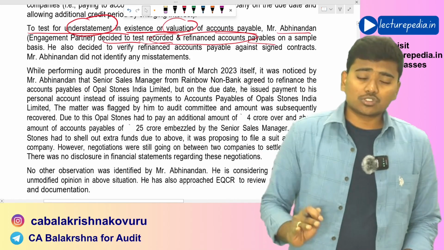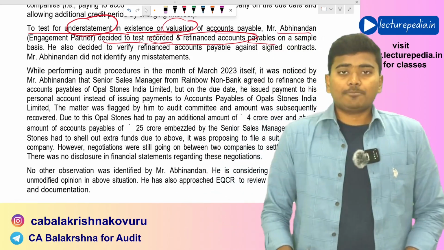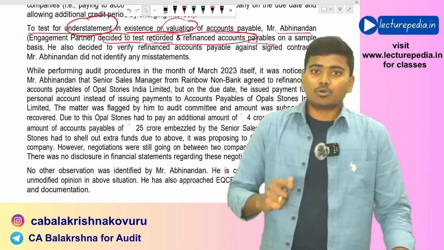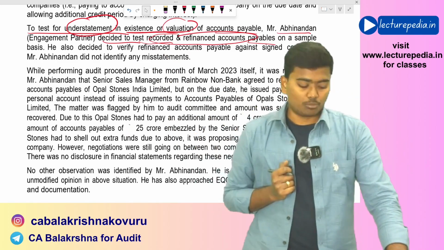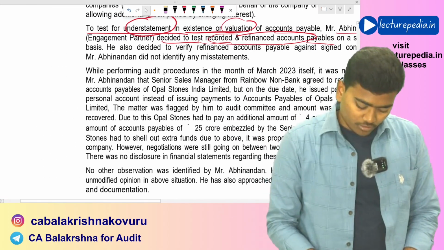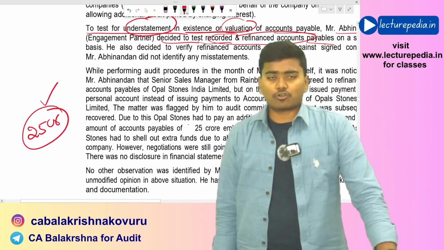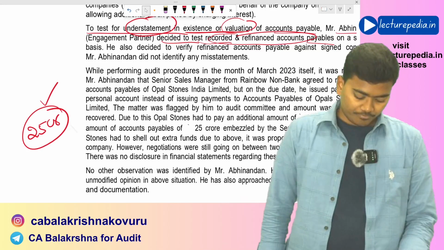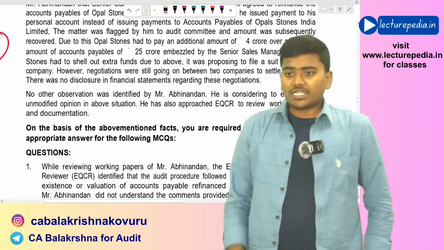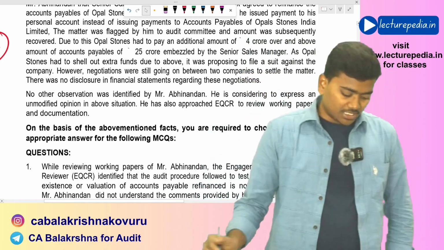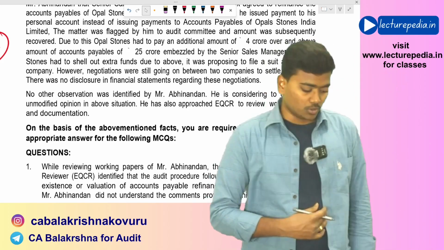During the audit, Mr. Abhinandan also found a particular fraud wherein the employee, instead of paying the amount to the party, misutilized the amount, and the amount involved in such fraud is 25 crore. Such a fraud has been noticed by the auditor, and after completing the audit, Mr. Abhinandan also approached the EQCR, Engagement Quality Control Reviewer.